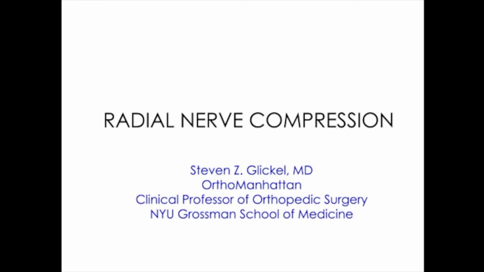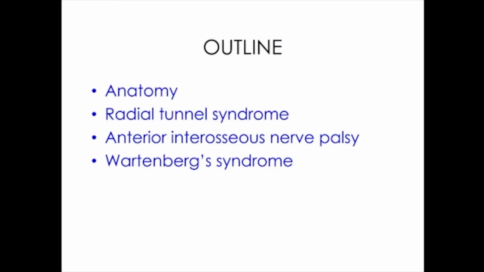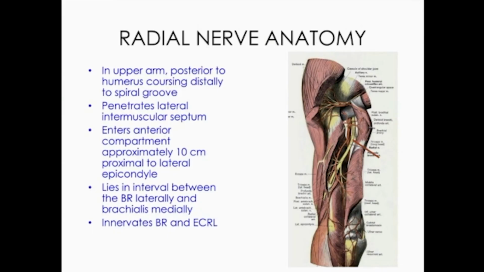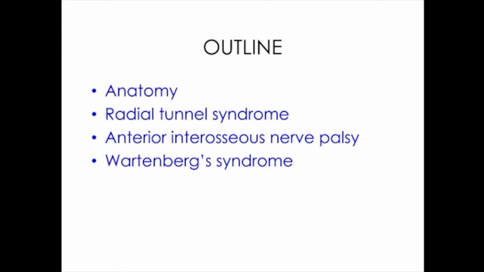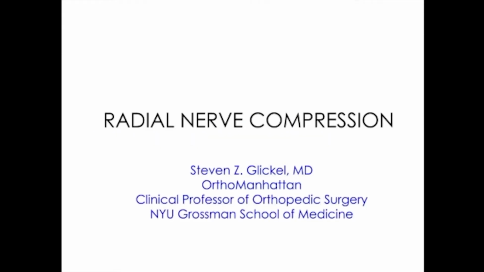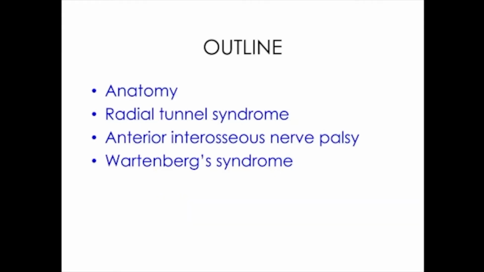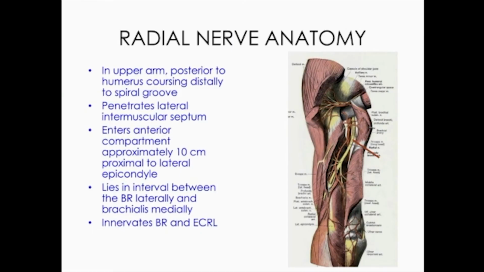Okay, so I'm going to talk about radial nerve compression. This was an iteration of the talk which left out a couple of slides, but basically we're going to talk about anatomy, radial tunnel syndrome, posterior interosseous nerve syndrome, and Wartenberg syndrome.